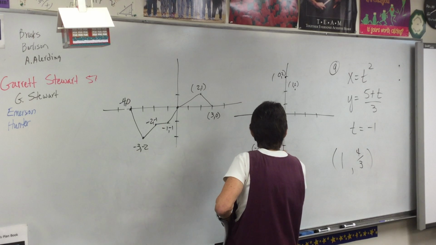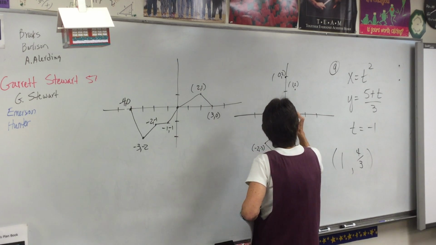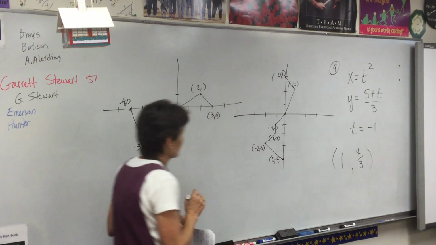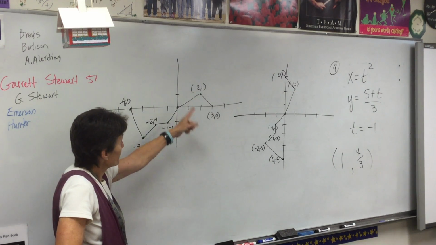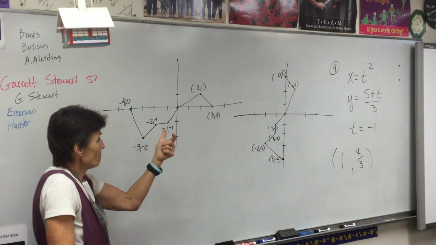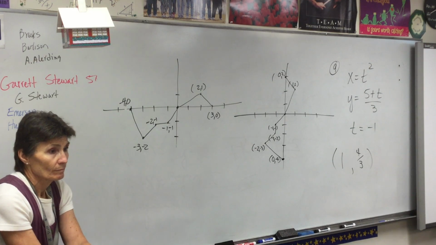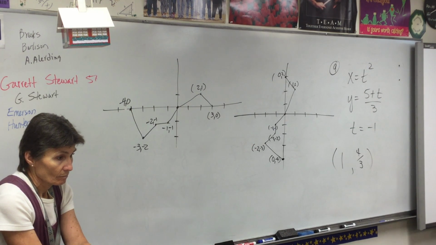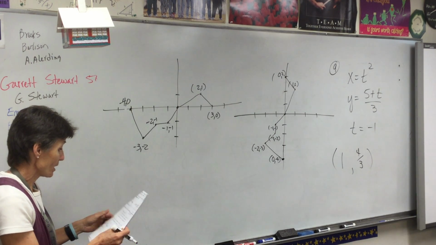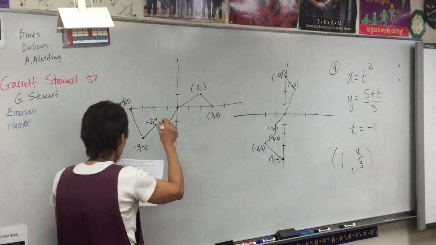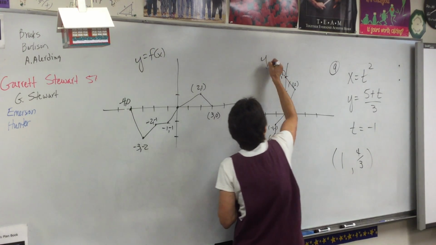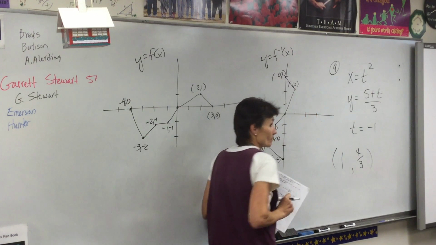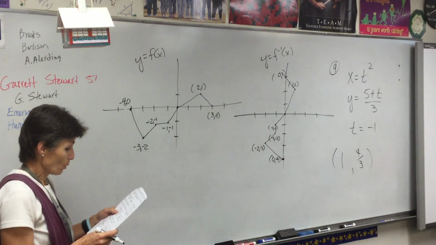And then when you connect those, that will be your inverse. So it's very, very simple. You just have to take all the points on the original picture, flip them, and then connect them. Pretty easy. That's question A. Now, keep in mind, this is f of x. This is f inverse, right? Okay, so now we're going to answer some questions.